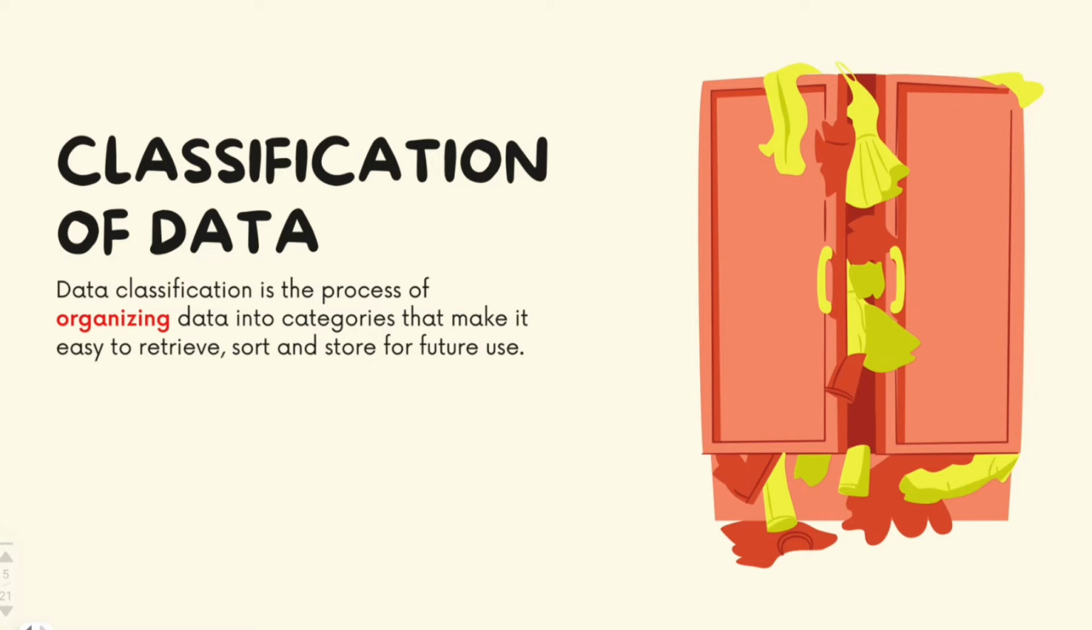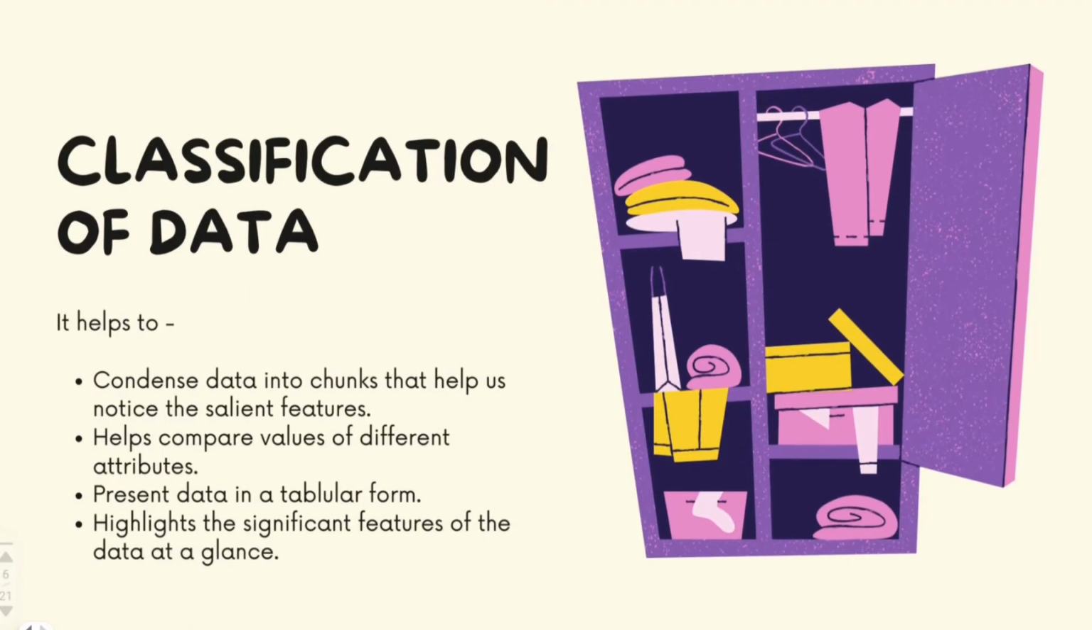So it's the same thing with data. Classification of data is actually the process of organizing the data into categories that will make it easy to retrieve, sort, and store data for future use. We can easily retrieve things just like organizing your wardrobe. You can think of it like that. If it is decluttered like this, it is very easy for us to find out what is where, and we can easily grab hold of things, right?